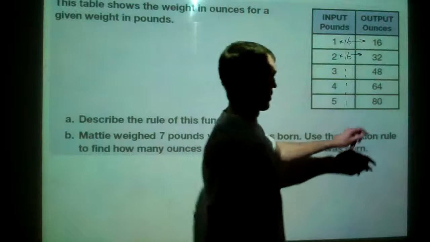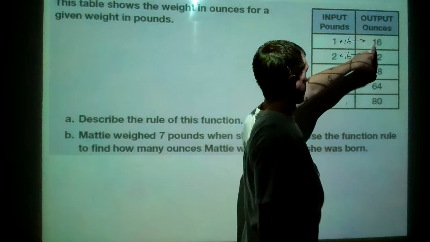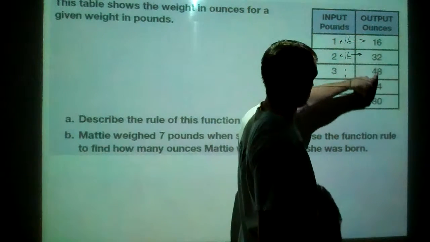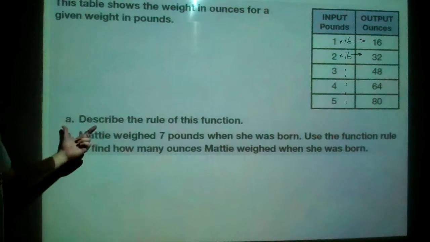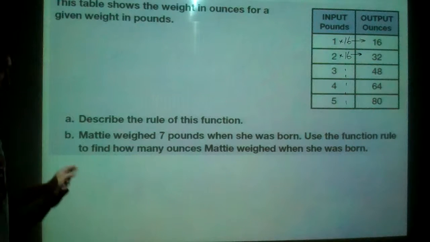And as we go down, we can see we're just adding 16. 16 plus 16 is 32. 32 plus 16 is 48. So we're just adding 16s there. So that's the rule for this function. We just multiply by 16.